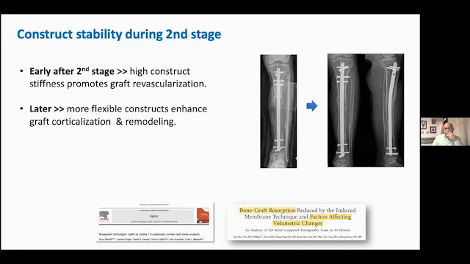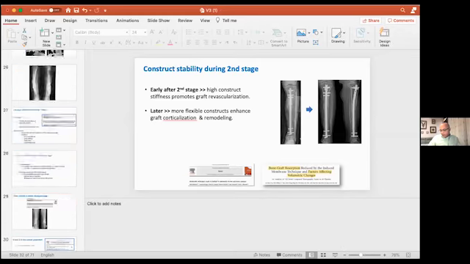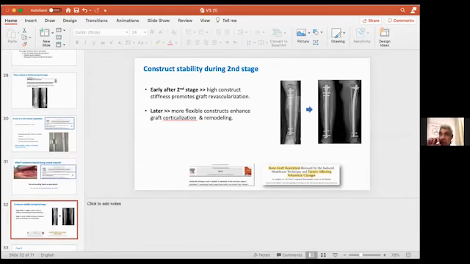Okay, Dr. Mustafa, we shift to our third case. Dr. Mustafa? Thank you, Mansour. Thank you, Dr. Mahran.